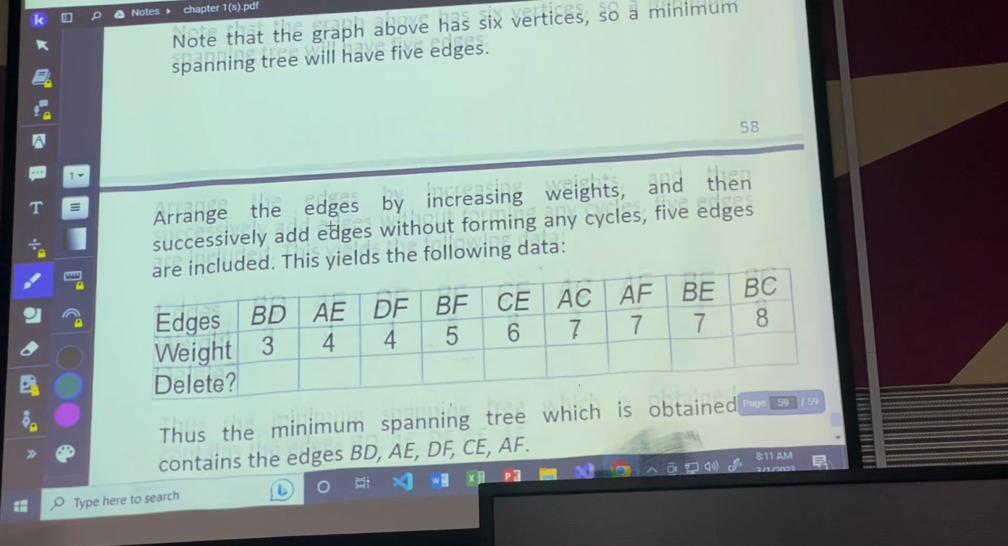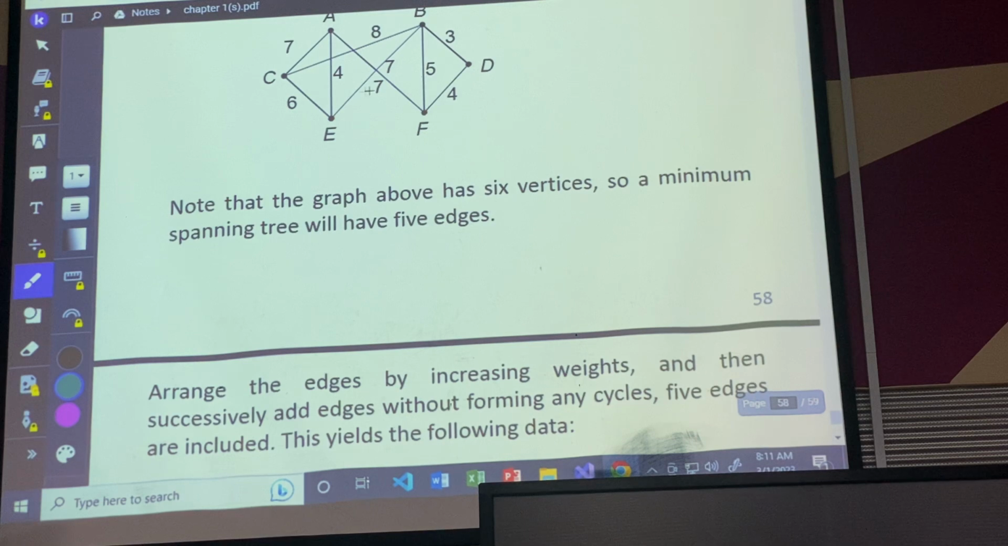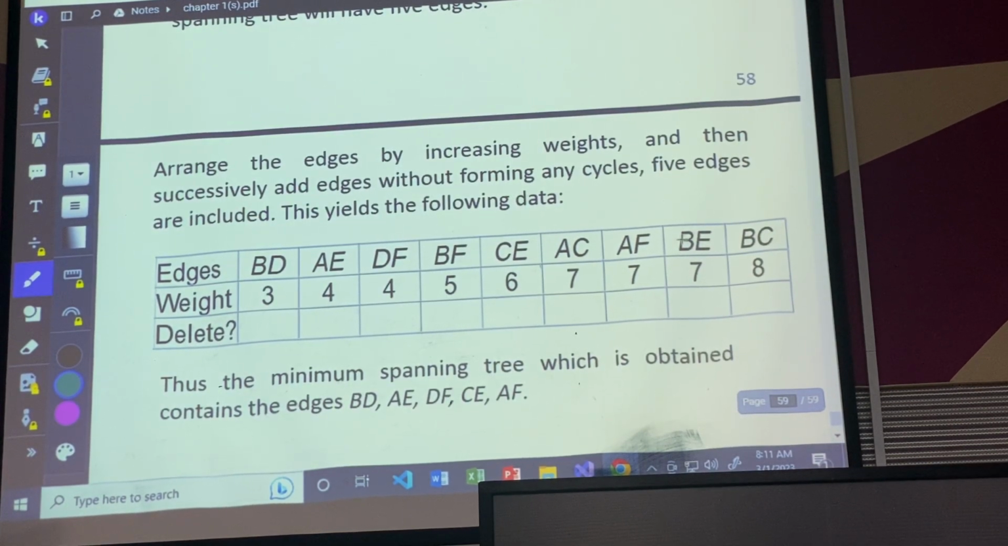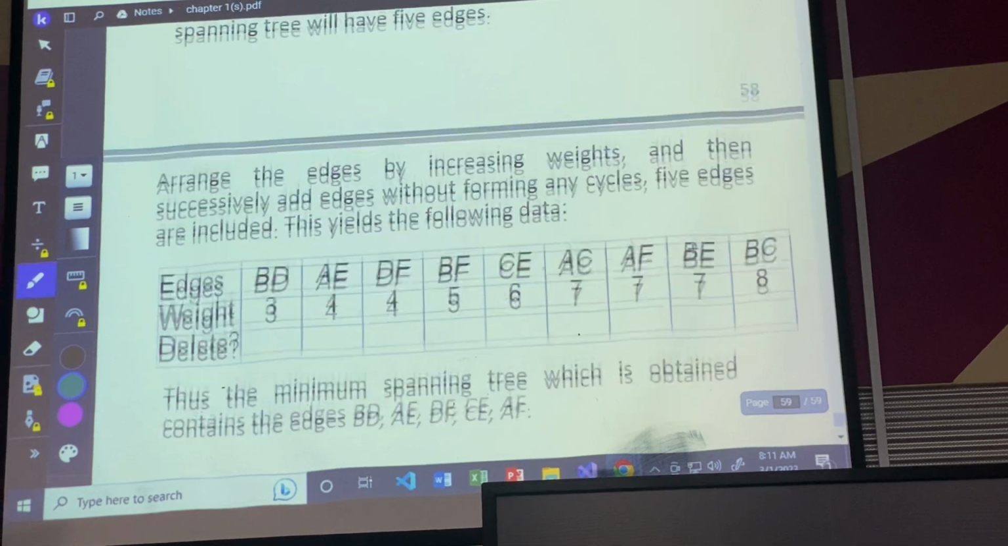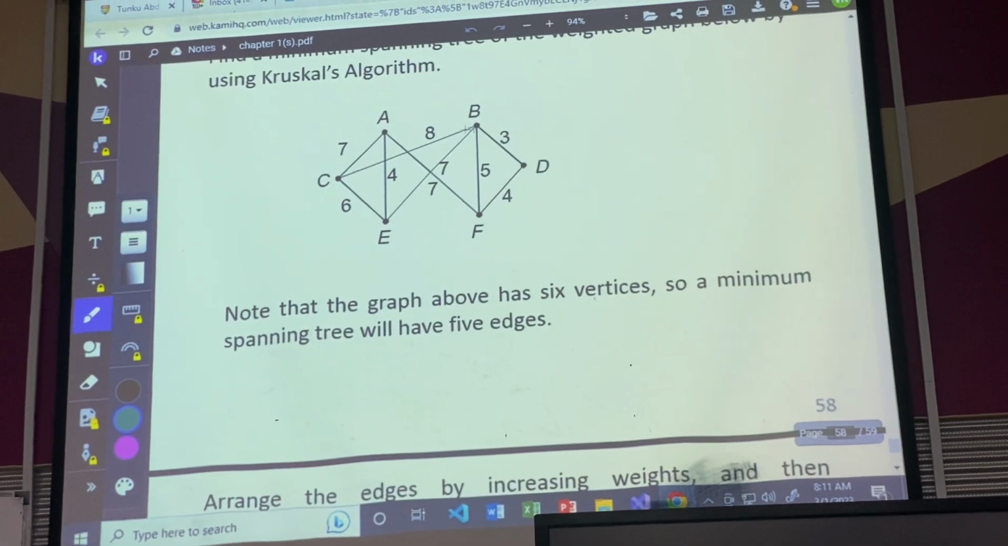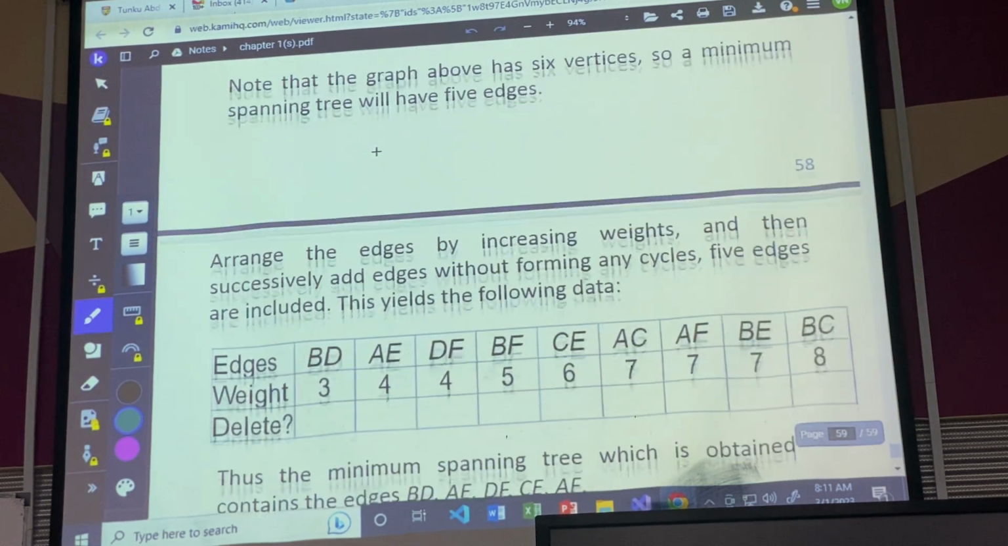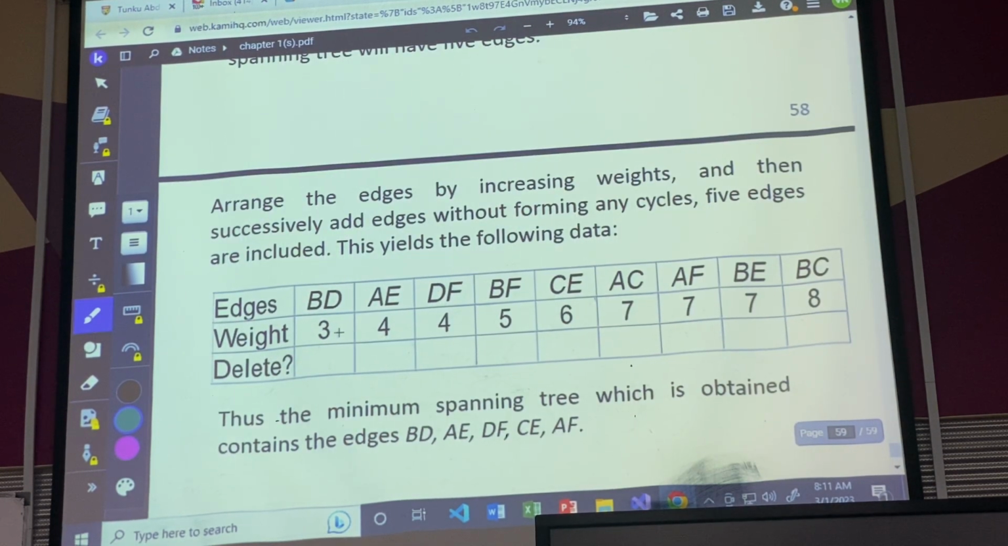Then after that, the weight is 5, so you go to this BF 5. After that, you have CE 6, and you have 7, which is AC, AF, and BE. So you have this one, AC, AF, and BE, all with the weight 7. And the last one is weight 8, which is BC, right? So every weight, you put it in the table like this.